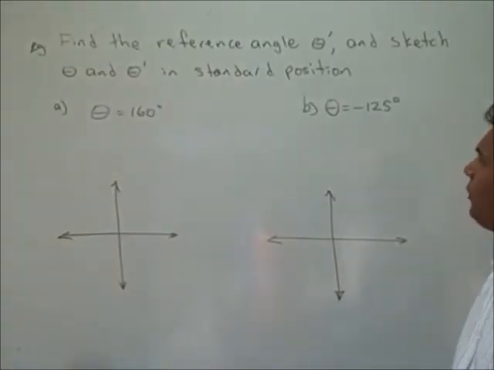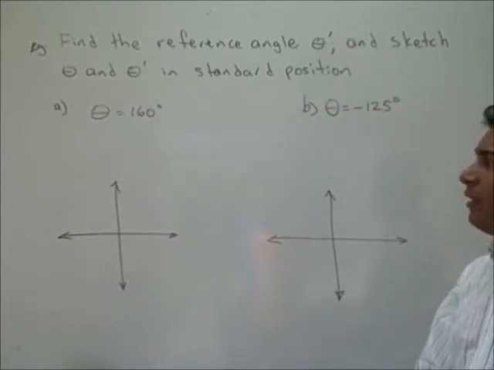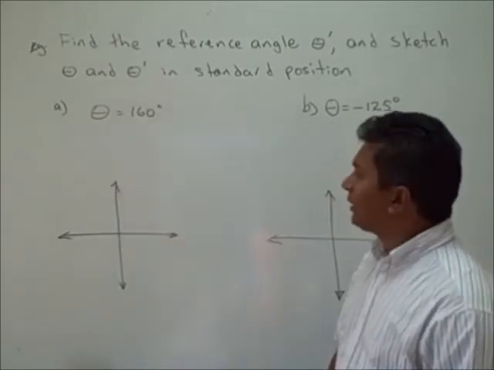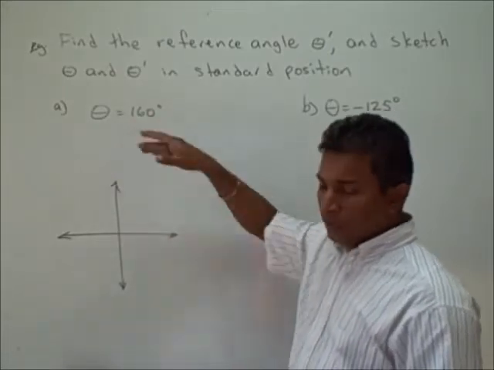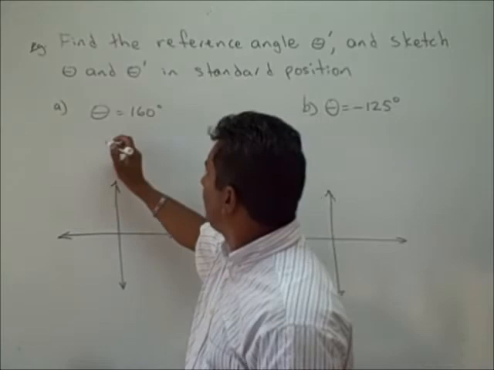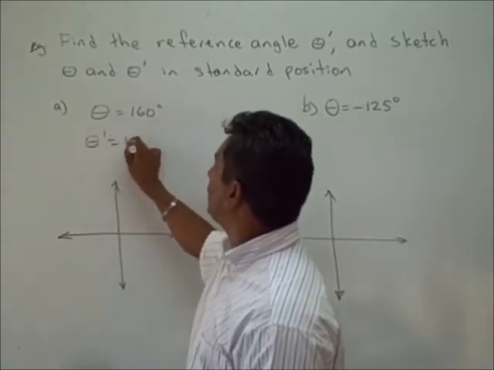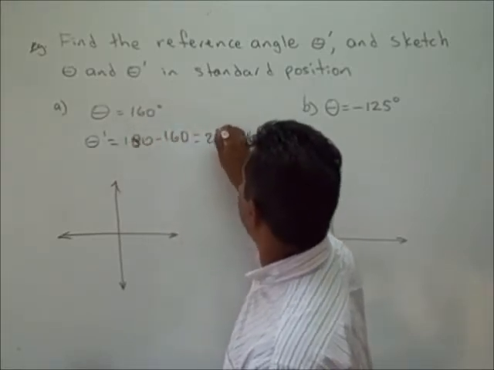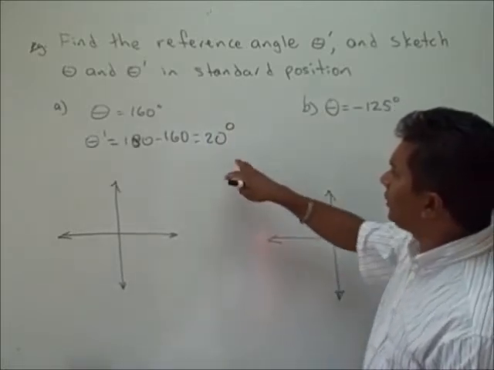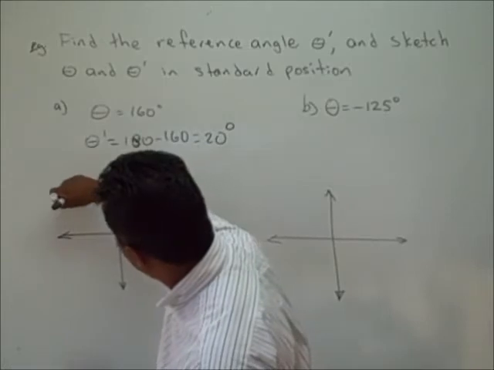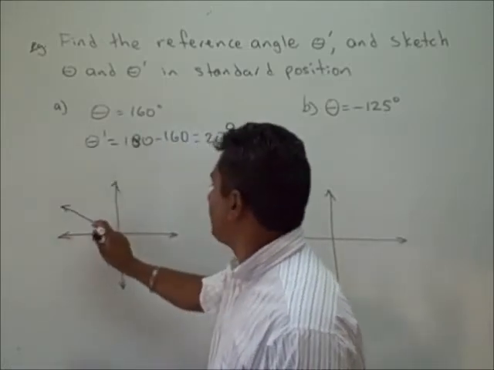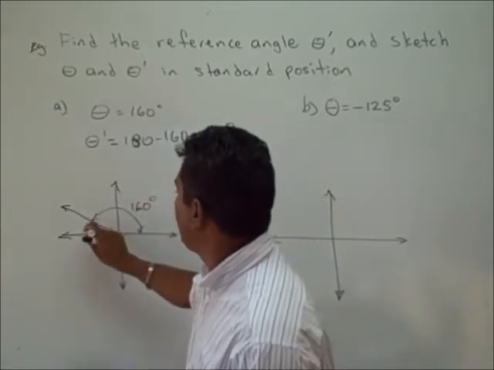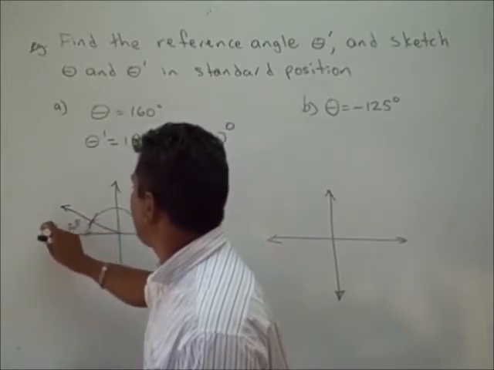In this example, we're going to find the reference angles theta prime and sketch theta and theta prime in standard position. In our first example, theta is equal to 160 degrees. Since it's 160 degrees, we know it's in the second quadrant. So our reference angle theta prime would be equal to 180 minus 160, which is 20 degrees. So here our reference angle is 20 degrees. Sketching it in standard position, this would be theta, 160 degrees, and this would be 20 degrees, or theta prime.